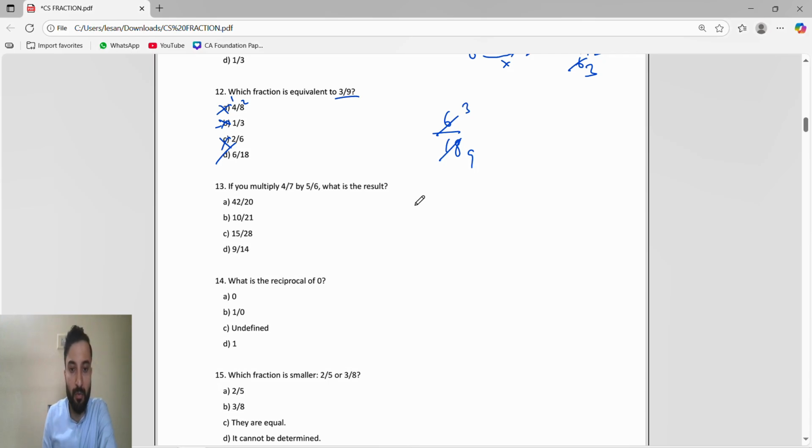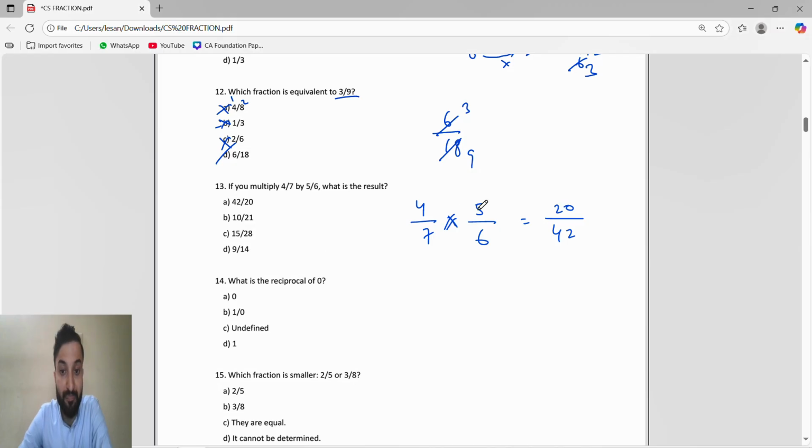That's it. If you multiply 4 by 7 and 5 by 6, the numerator will multiply with numerator, 5 for the 20, divided by denominator will multiply with denominator, 7 6 the 42, 20 by 42. Okay, fine. Here 20 by 42 guys, we can simplify it. So it will become 10 to the 20 and then 2 means 2 to the 4, 21. 10 by 21, option B.